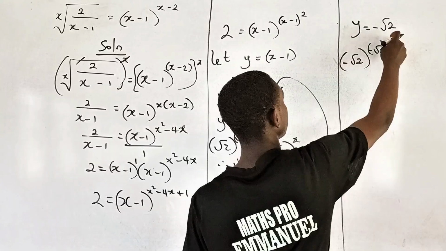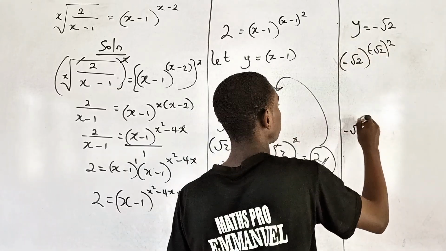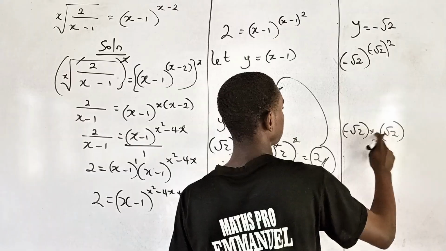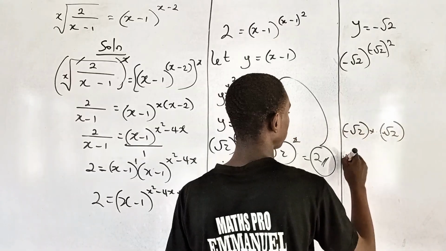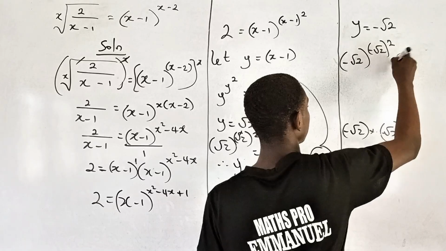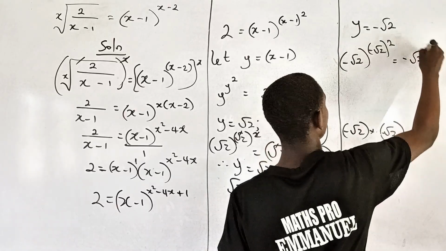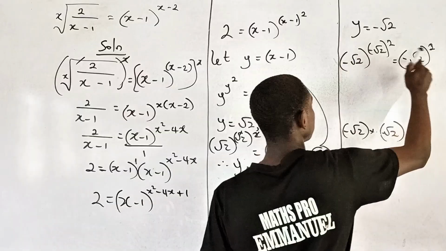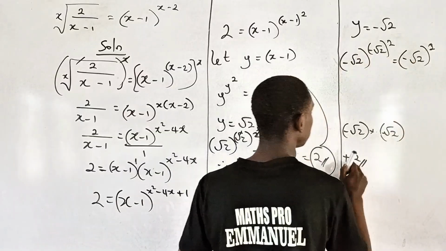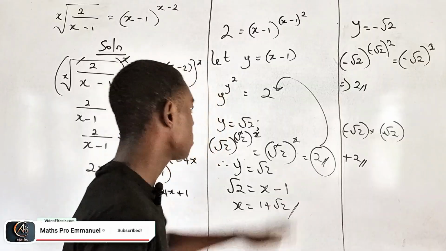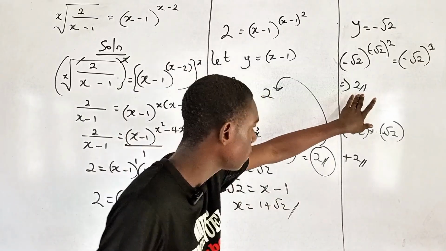So now minus root 2 raised to the power of 2 is the same thing as minus root 2 times minus root 2. So minus times minus is plus. Root 2 times root 2 is 2. So my result here will just be 2. So I'll have minus root 2 all raised to the power of 2, and I'll still have 2 as a result. So you can see now, I'm still getting 2 as a result. This is still giving me this.